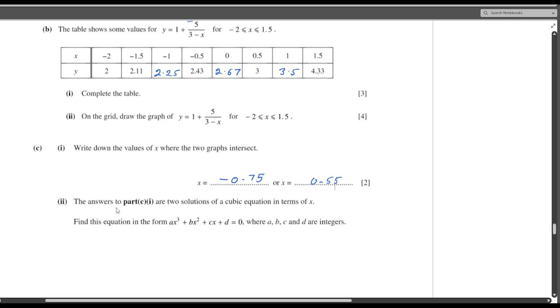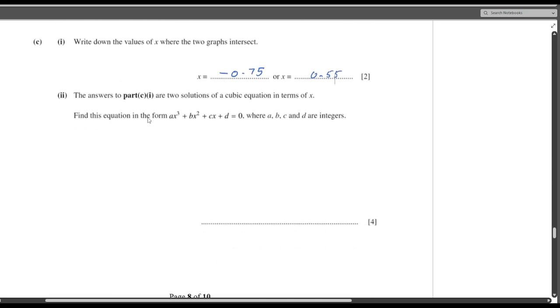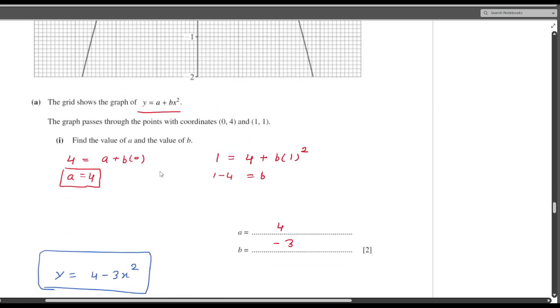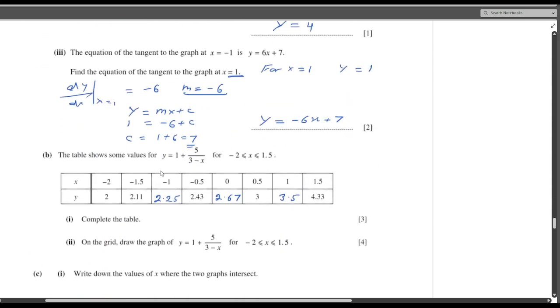Okay, now the last part. The answers to part C are two solutions of a cubic equation in terms of x. Find the equation in the form. Now this equation, if you see, I have solved two equations here. One equation is y equals 4 minus 3x squared.